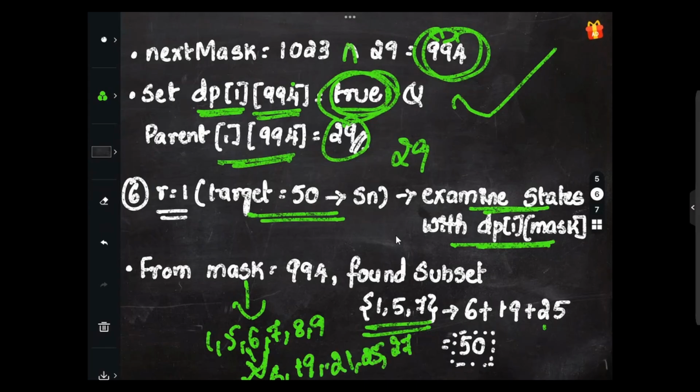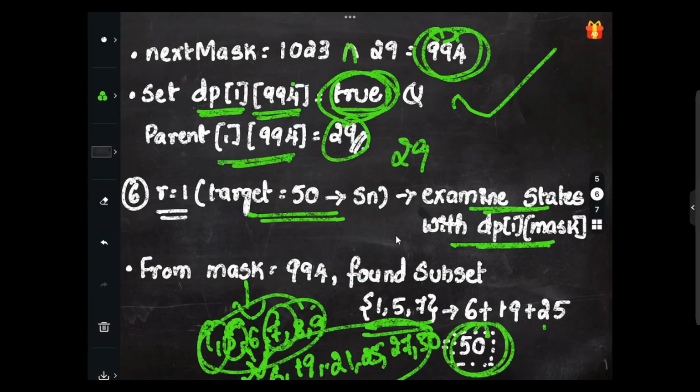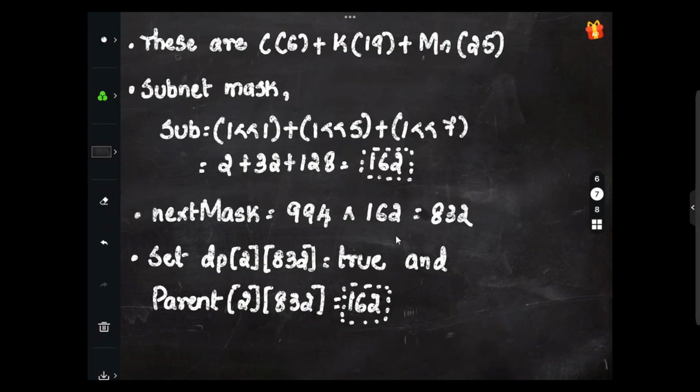You can just check this one, 27 and 30, right? 27 and 30, this is fine. So we have found the subset 1, 5 and 7 among this one. This is fine. Now 1, 5, 7 contains the atomic numbers 6 plus 19 plus 25, that will lead to the 50. Similar to this one, 29, we have got the output 50 here. Right, so this is fine. We have got 50 again.